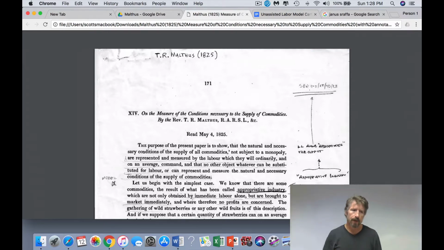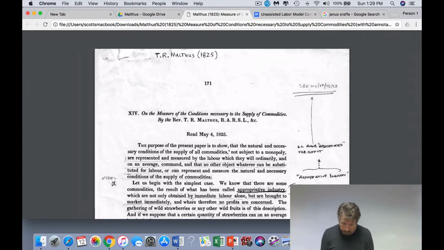The point of this is that the question begun with Malthus had to do with the idea of the unassisted labor model, or the labor commanded model, or the idea of labor commanded as the invariable measure of value. I find that to be a very interesting idea, and as we work through the Sraffa papers, we're going to increasingly become aware of the connections that Sraffa was making in the analysis. In any event, the unassisted labor model we find in Malthus's On the Measure of the Conditions of Supply. You have it right there.